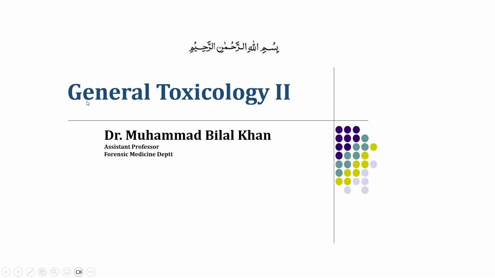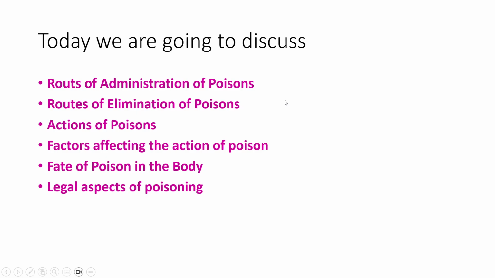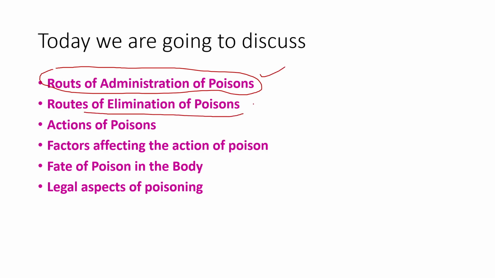Today we are going to discuss the next section of the journal Toxicology, which I named as Journal Toxicology 2. Today our learning objectives will be route of administration of the poisons, how the poisons are administered inside the body, very important. What are the routes of elimination of the poisons, how the poisons get away from the body. These are similar and same to the drugs which you read in the pharma.